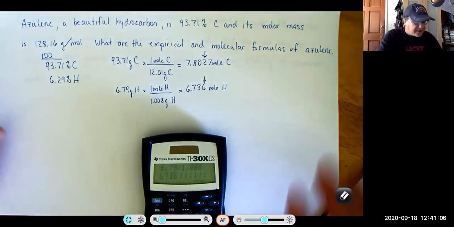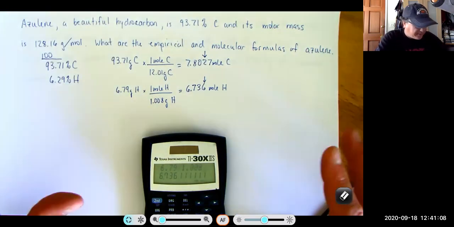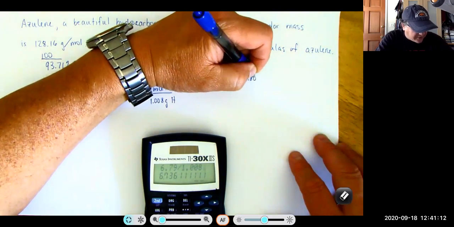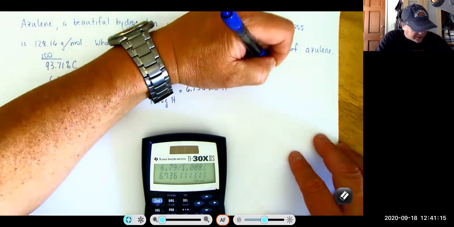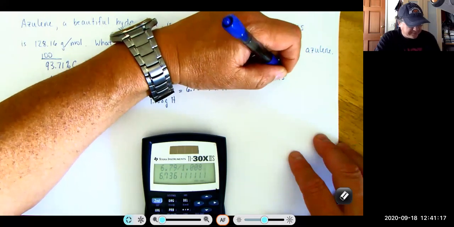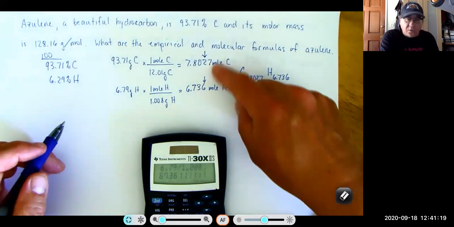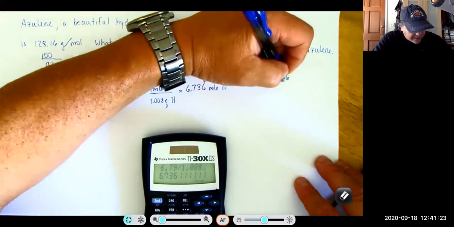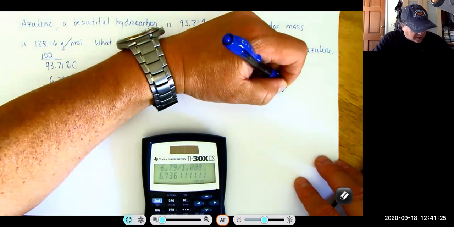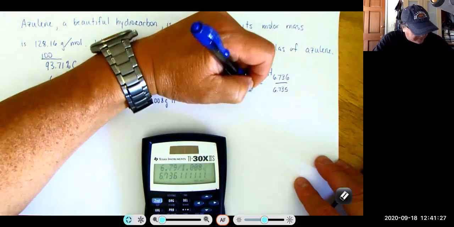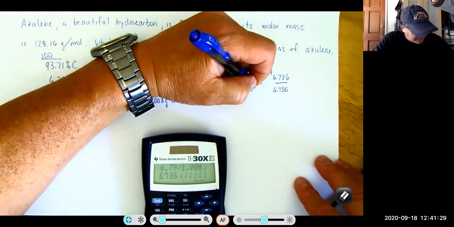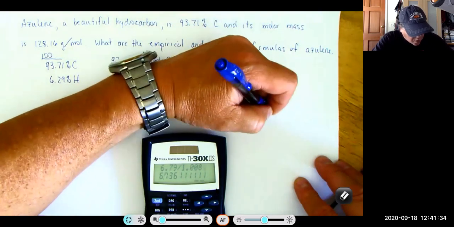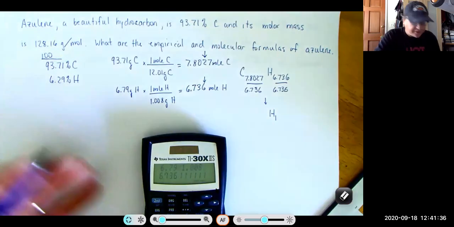Okay, and the way I like to do this, the book does it a little bit differently, but I do it this way. C 7.8027, H 6.240, because these mole ratios are really the ratios of the subscripts. And then what I do is I divide by the smallest number. Because what that's going to get me is hydrogen 1 and carbon something else.